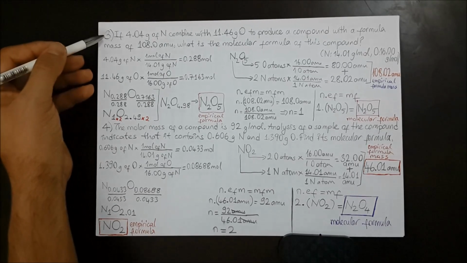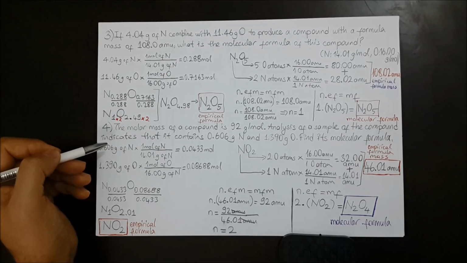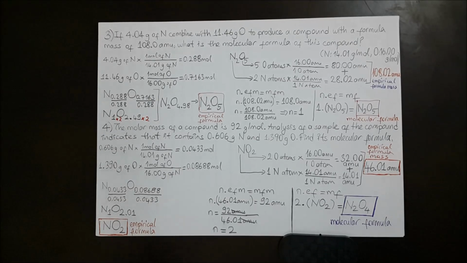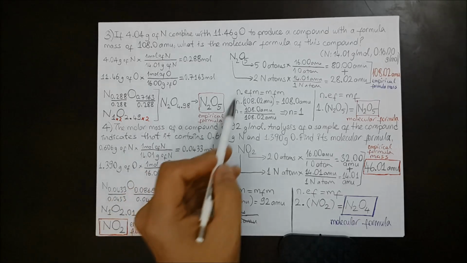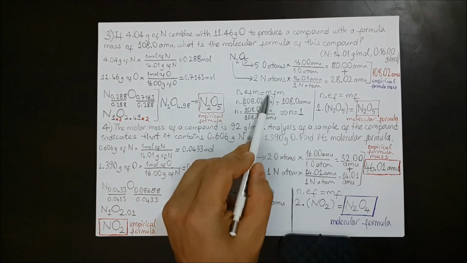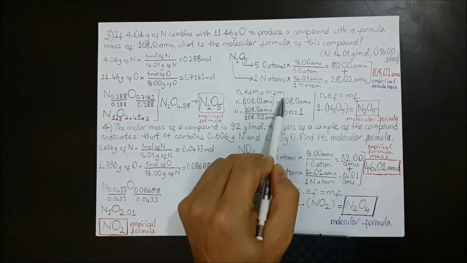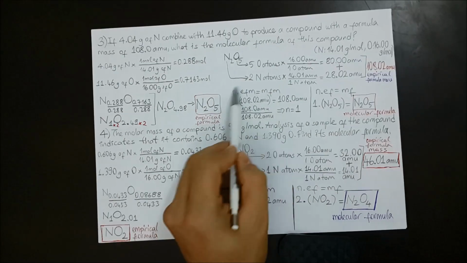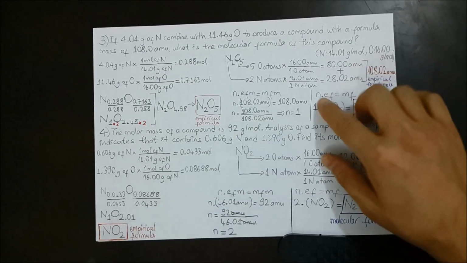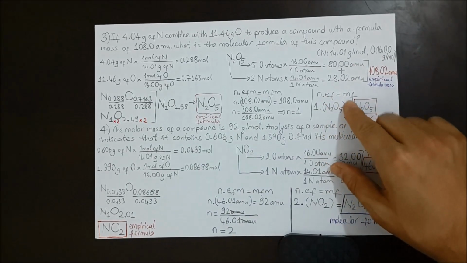In question 3 and 4, we will find the molecular formula of the compounds. For this reason, we need to know two mathematical expressions to find the molecular formula of a compound. The first one is N times empirical formula mass is equal to molecular formula mass. And the continuation of this mathematical expression is N times empirical formula is equal to molecular formula.